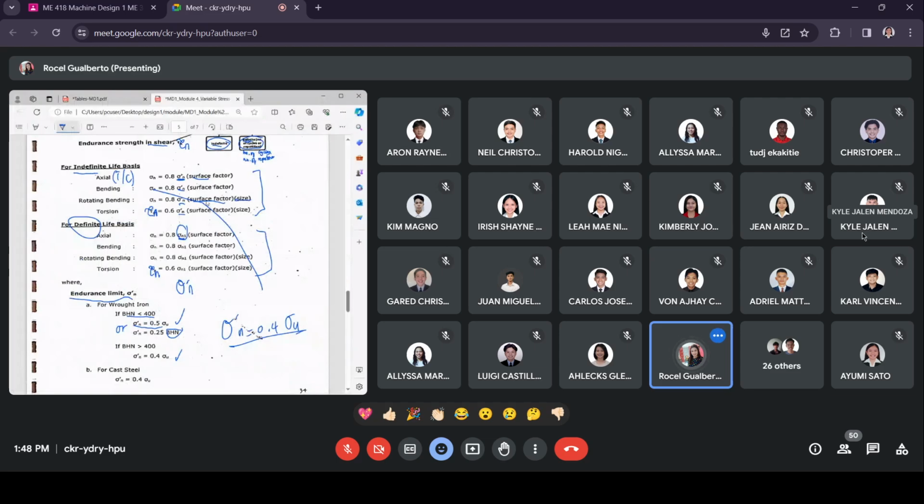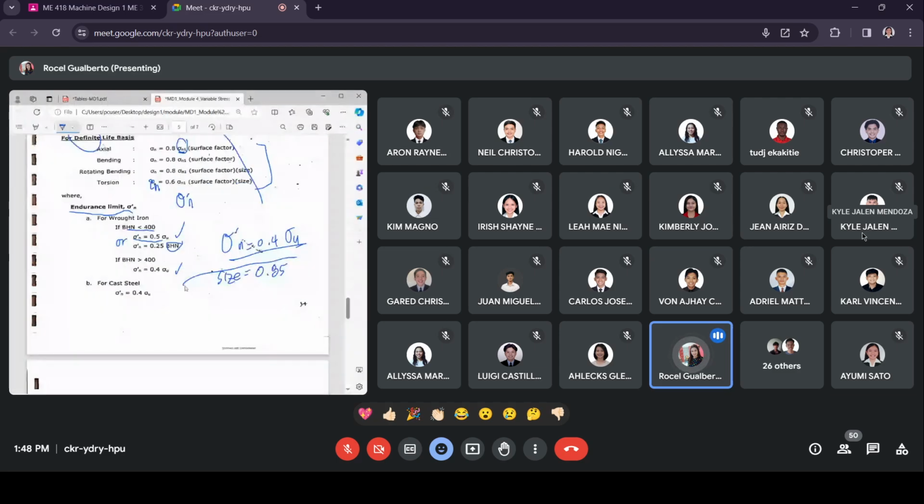The last one is the size factor. For the size factor, you will be using 0.85. On your initial solution, you use a size factor equal to 0.85. What does it mean? The size factor of 0.85 simply means a range of 0.5 up to 2 inches. Meaning we are preempting that our final answer will be in this range.